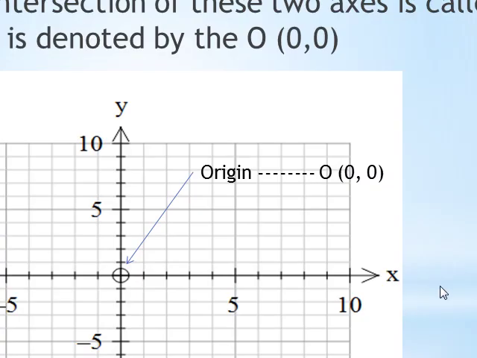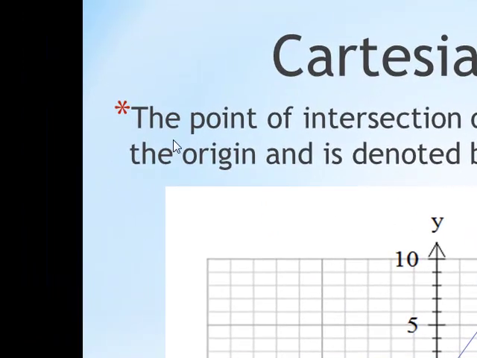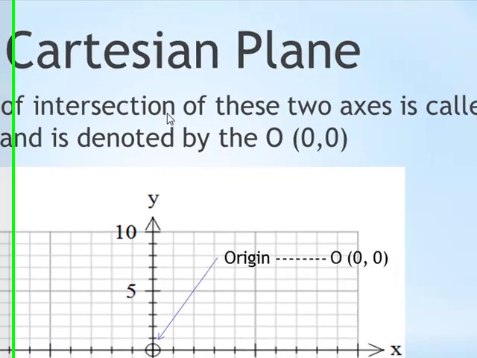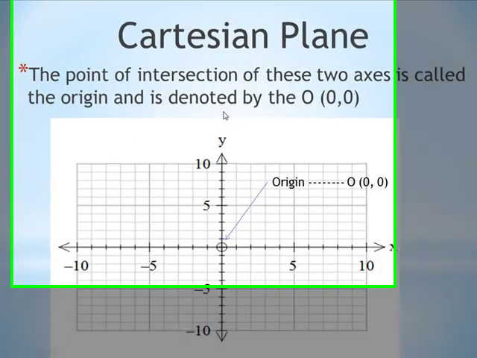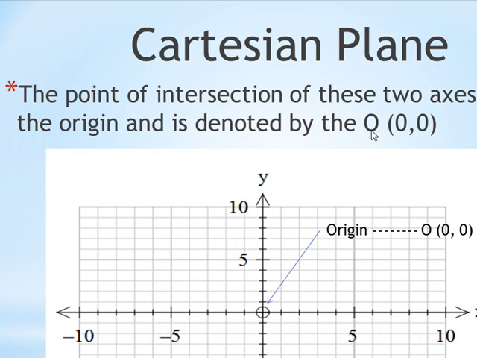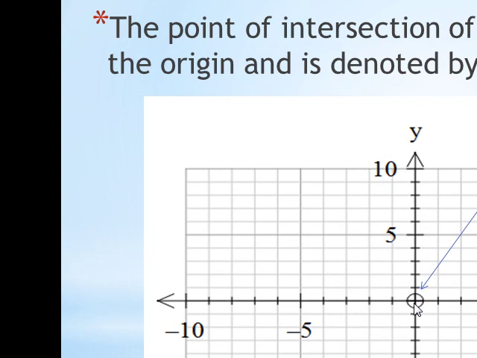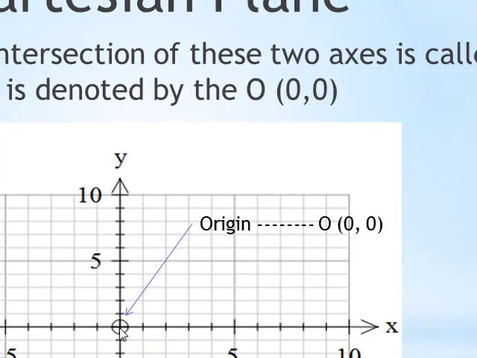Another thing that we want to take a look at is the origin. It says the point of intersection of these two axes is called the origin and is denoted by O, which is (0, 0). If something tells you it passes through the origin, it just means that it's passing here at the center, in the middle. Here you call it the origin. It is O and it is (0, 0). It has 0 for the x, 0 for the y.